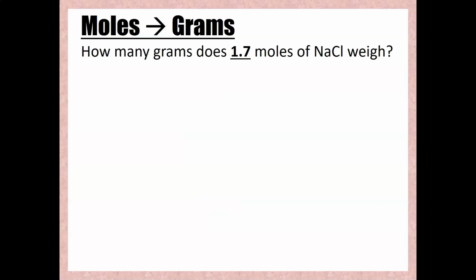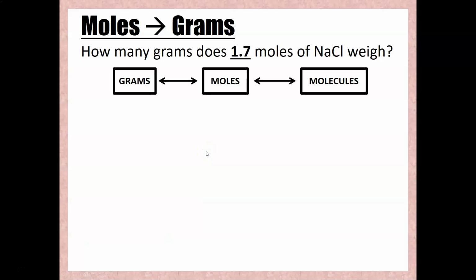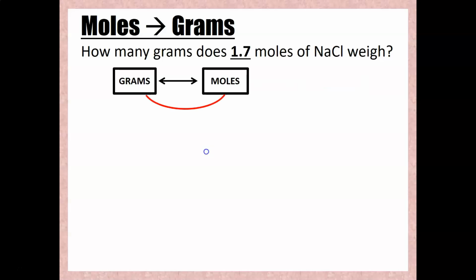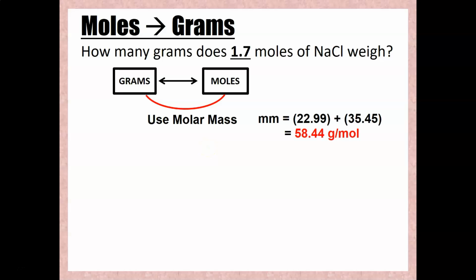So for this example, we're trying to figure out how many grams does 1.7 moles of sodium chloride weigh. So my pathway is picked for me. I don't get to do anything different. These are my only options. And I'm going to go from moles to grams. So I don't even need the molecule part. It's just one simple single step. We will need molar mass.